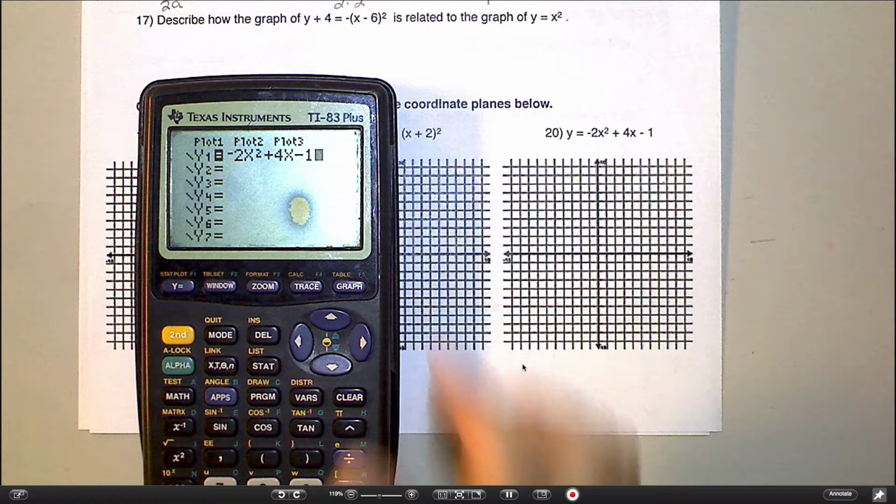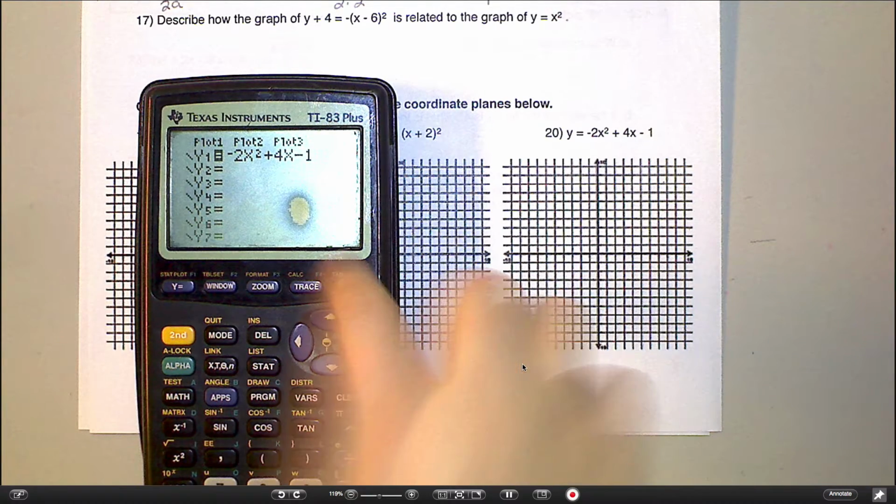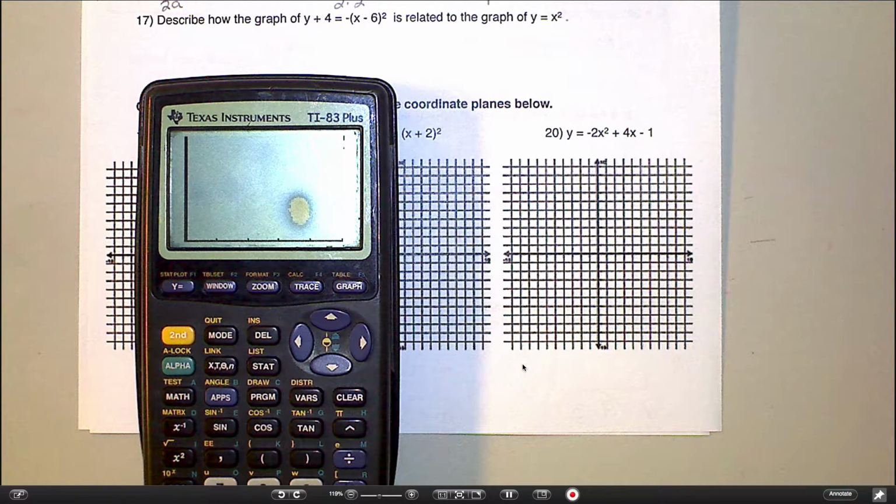Now, when I hit graph, and you might be in a different situation, but when I hit graph, look at my screen. Crisis, right? Everybody freak out. Okay. What's wrong? Why does my screen look like this? What's the last thing I did on my calculator, would you bet?